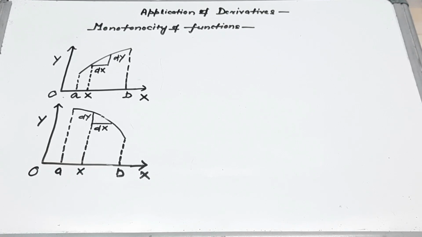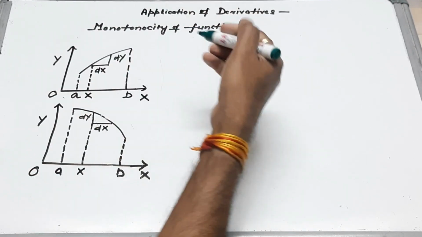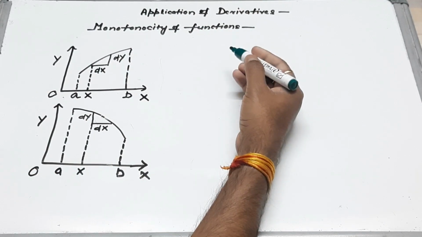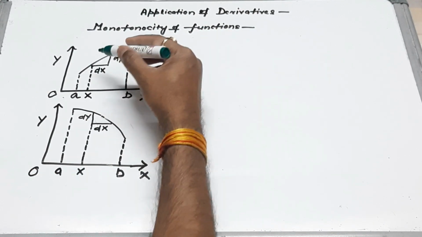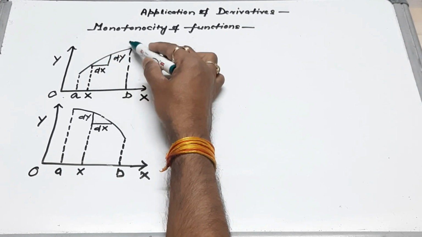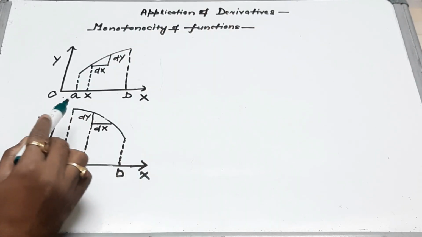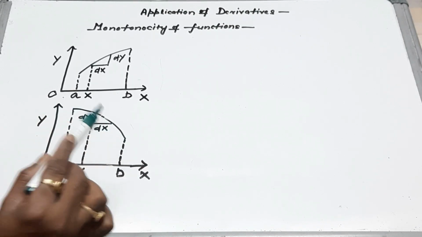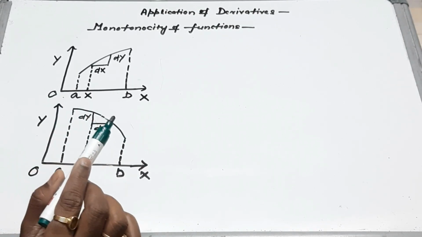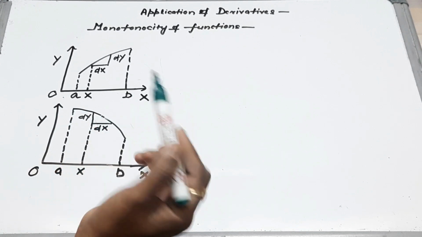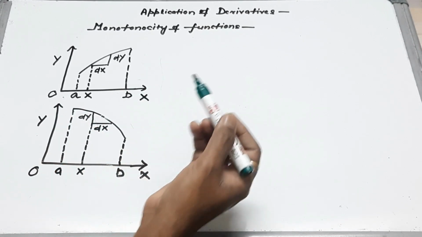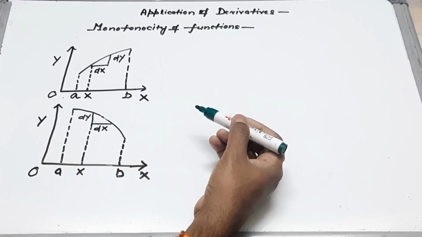Hello everyone. Today we will discuss monotonicity of the function. Monotonous means in a single phase, in a single direction. If a function is continuously increasing, it is called a monotonically increasing function. If a function is continuously decreasing, it is called a monotonically decreasing function. So today we will discuss what is the condition for monotonicity of the function.